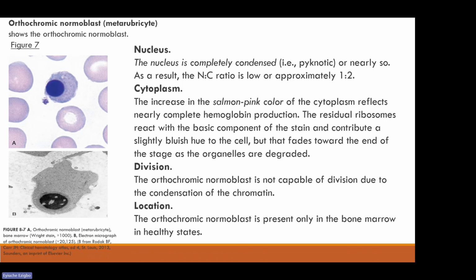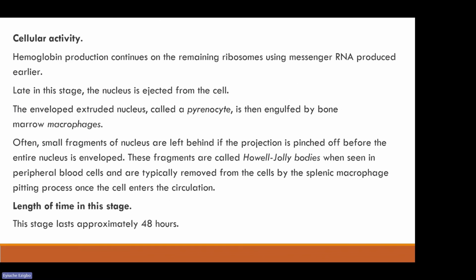So can these cells divide? The autochromatic normoblast is not capable of division due to the condensation of the chromatin. It is found only in the bone marrow in healthy states. The cellular activity going on at this stage is the production of what? Hemoglobin. It continues on, using the remaining ribosomes and the messenger RNA produced earlier.